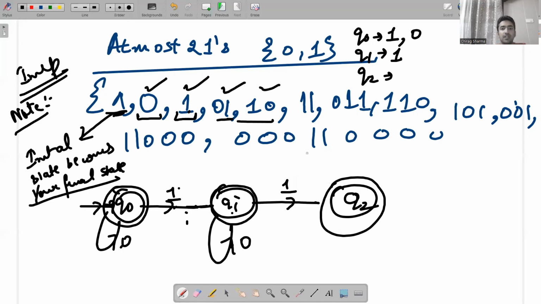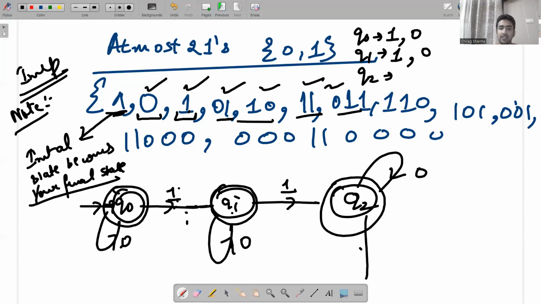1 1 is already getting accepted. I want to get 0 1 1. 0 1 1 is also getting accepted. I want to get 1 1 0. Now Q1 also has a transition with 0. Q2 does not have any transition with 0, so there is no restriction imposed on Q2. Clearly I can put 0 over here, but I cannot put 1. Why? Because 1 is clearly restricted with minimum 2 ones.